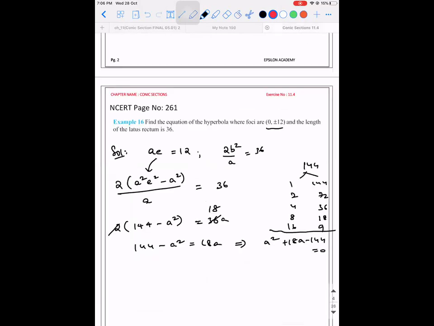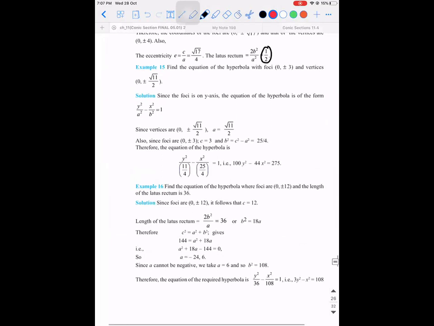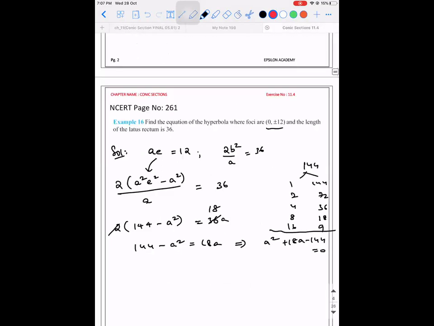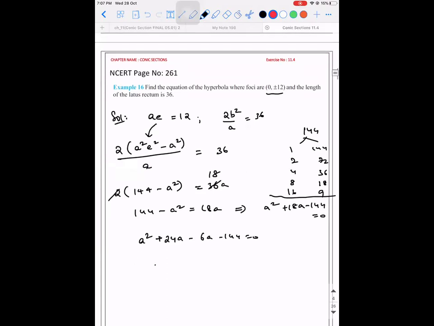ae is equal to 12 and 2b square by a is equal to 36. That's right. So 2 into b square, I wrote it as... so what are the factors for 144? 1, 144, 2, 72, 4, 36, 16, 9, 24 and 6. Yes. So a square plus 24a minus 6a minus 144 is equal to 0. So a into a plus 24 minus 6 into a plus 24 equal to 0. So a is minus 24 or 6.